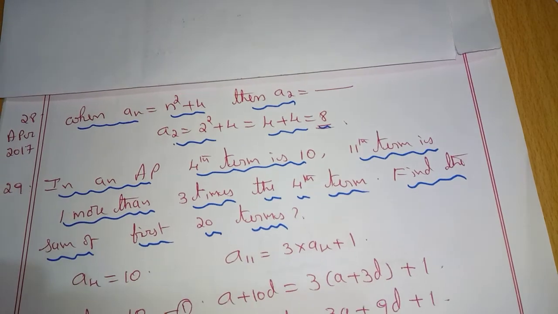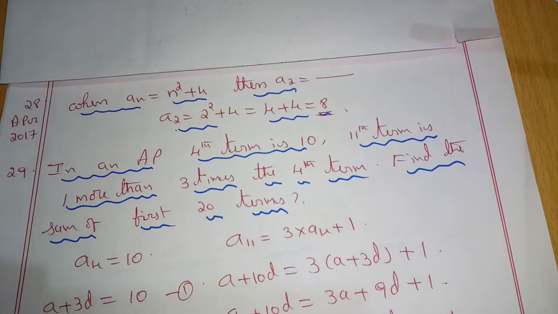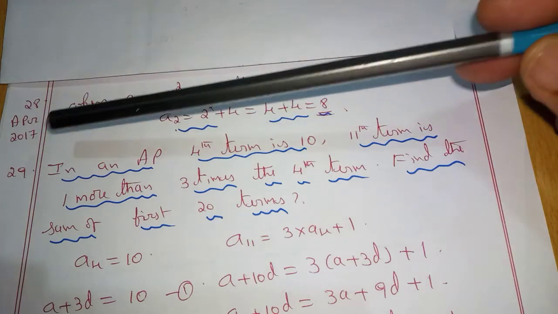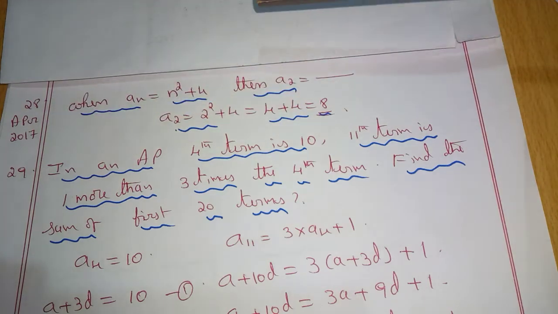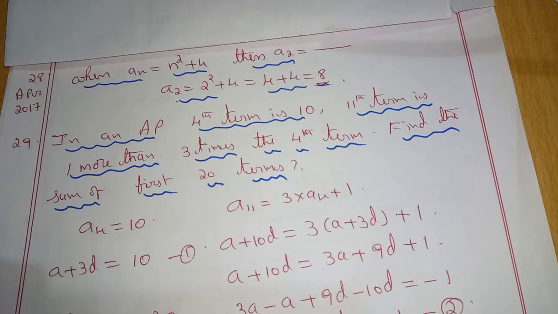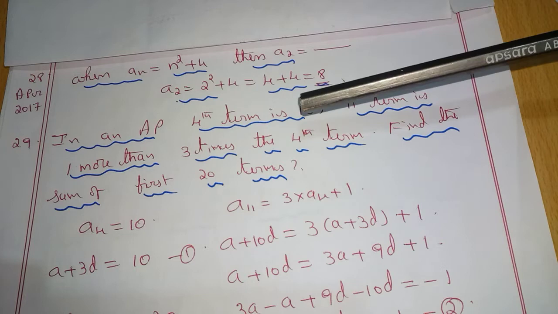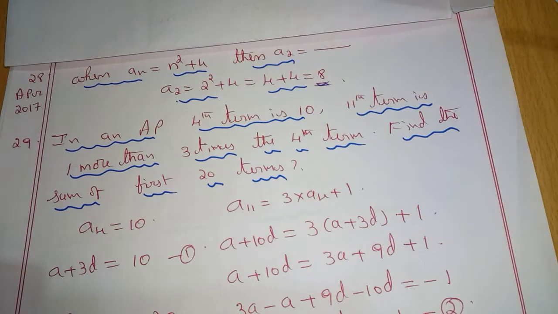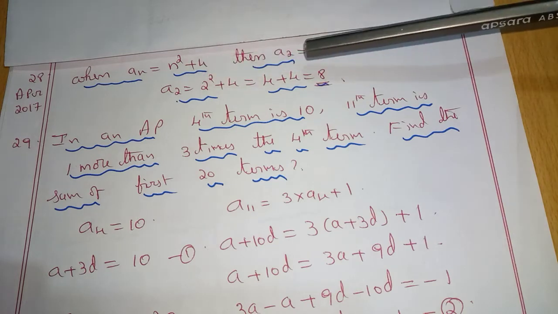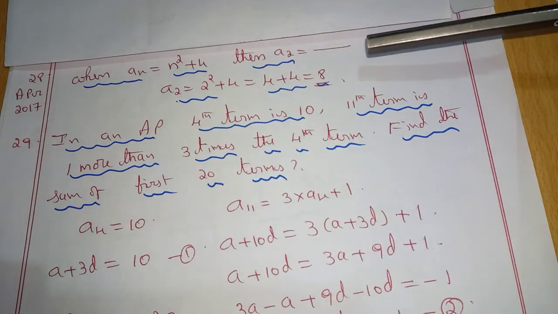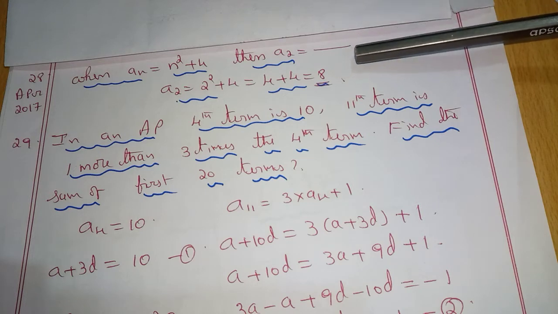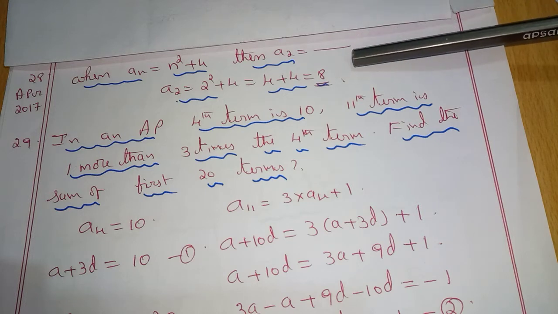Shall we copy next sum? This is April 2017 question paper. The coming questions are from April 2017 paper. An is equal to n square plus 4. Find a2.